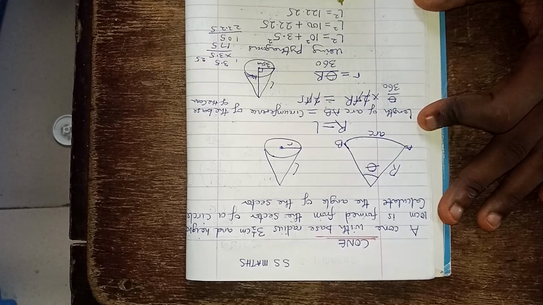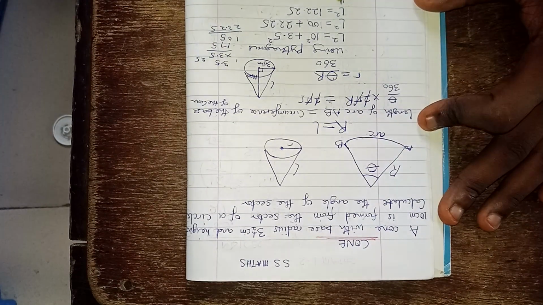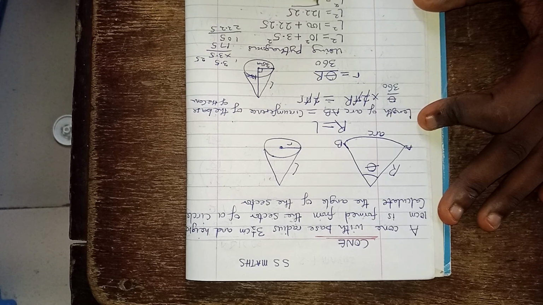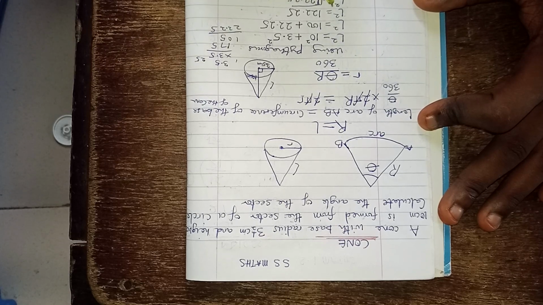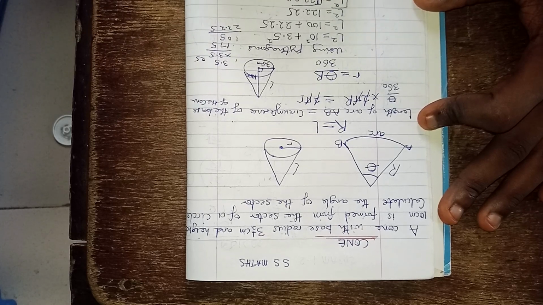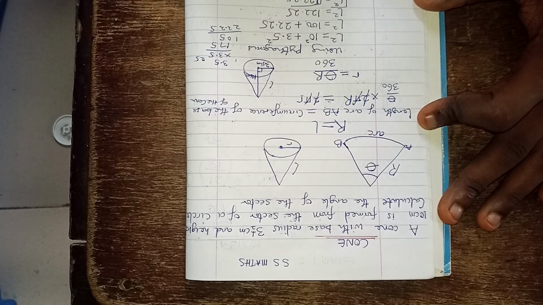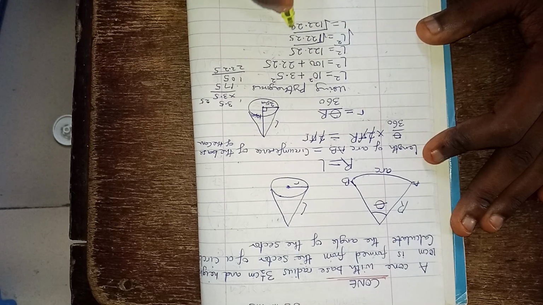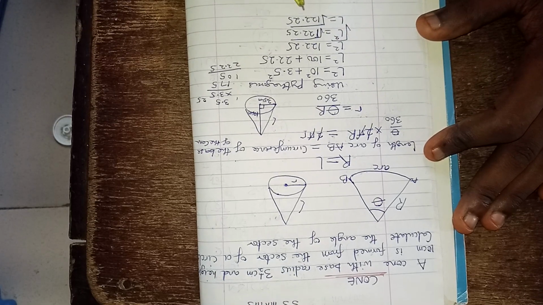So L square will give me 100 plus this will give me 112.25. Then you have L square to be equal to 112.25. When you take the square root of both sides, then L will now give me the square root of 112.25. Okay, I'll continue from next video.